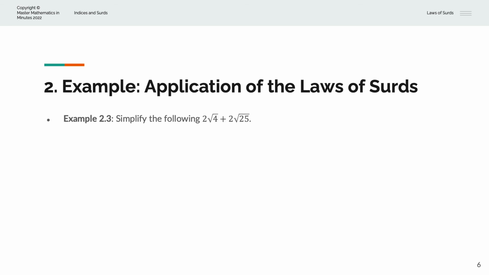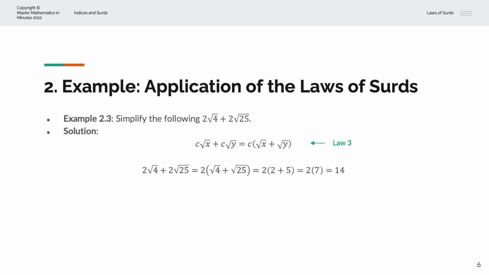And the third example is where we're asked to simplify 2 times the square root of 4 plus 2 times the square root of 25. So we'll apply the third law. We're able to factorize the constant of 2 outside of the brackets. And we have the square root of 4 plus the square root of 25 inside the brackets. And we have the 2 outside of the brackets, and the square root of 4 is 2, and the square root of 25 is 5. And 2 plus 5 is 7, and we'll keep the 2, and 2 times 7 is equal to 14.